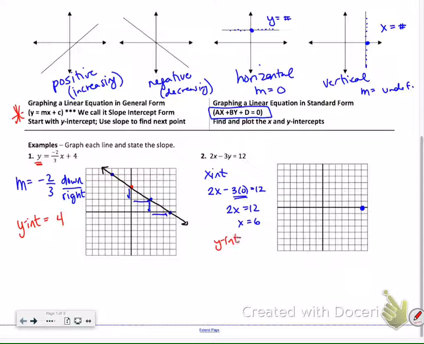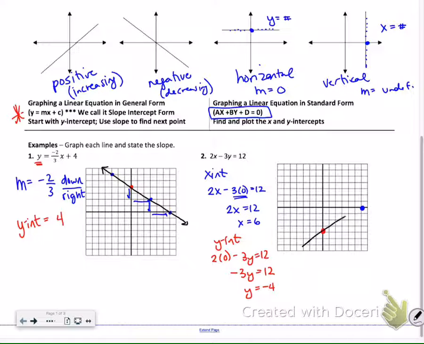So y-intercept, same thing. 2 times 0, minus 3y equals 12. That's just going to be negative 3y equals 12. And y is negative 4. 1, 2, 3, 4. And then we're going to draw a line through it.